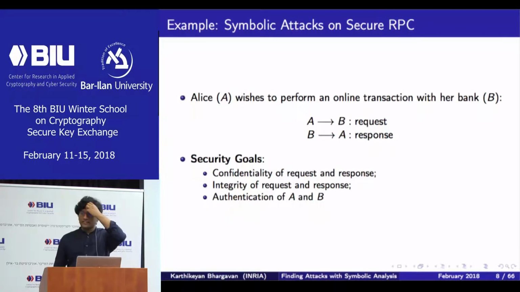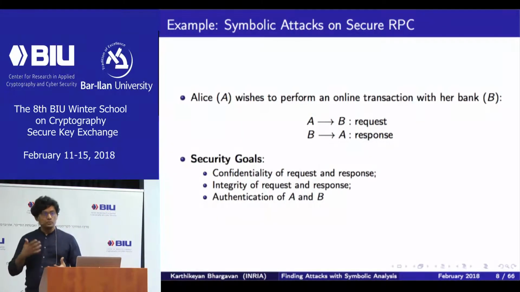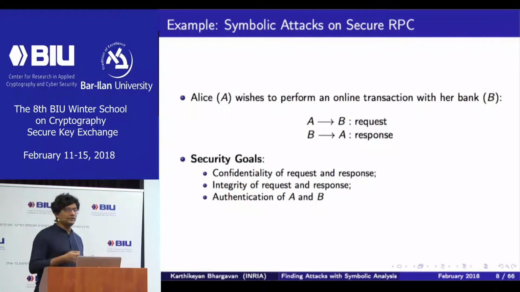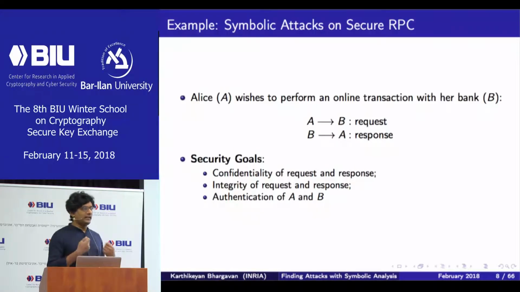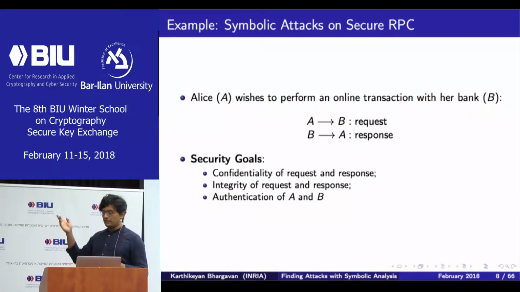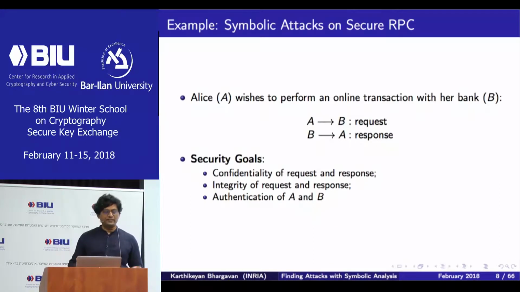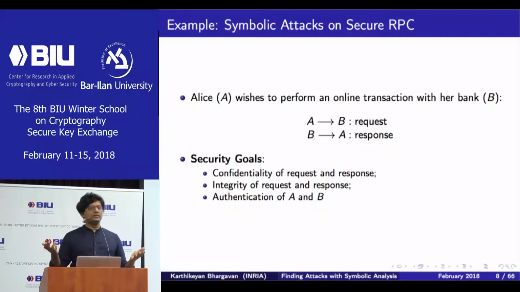So let's start with an exercise on seeing what the symbolic adversary can do, given those powers that we have talked about, and the kinds of attacks that we want to find automatically with a tool. So here's a simple protocol we're going to design. It's an RPC protocol. Alice is going to send Bob a request. Bob is going to send Alice a response. So the most brain-dead protocol you can imagine. We want the confidentiality of both the request and response. We want the integrity, and we want the authentication of A and B.